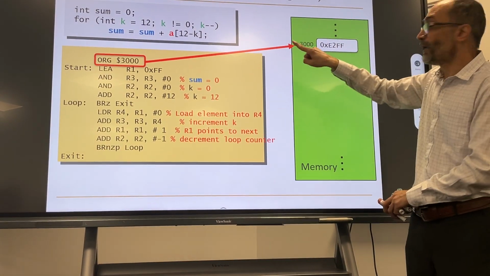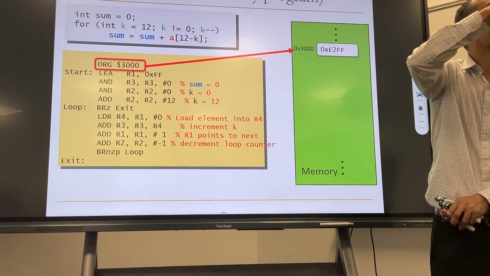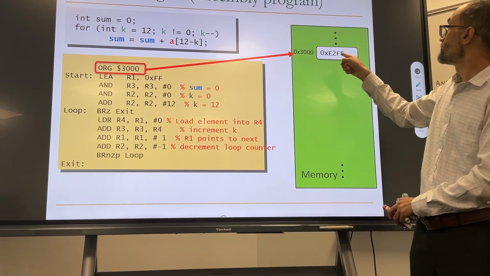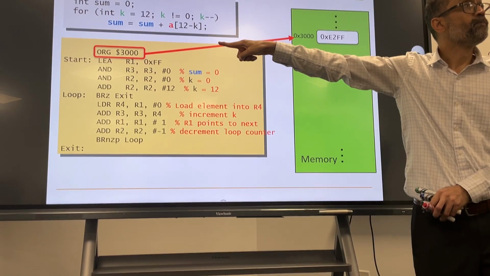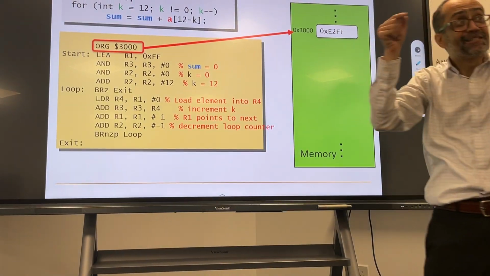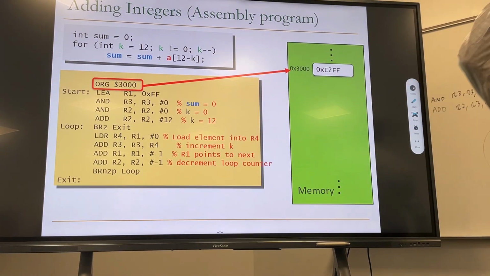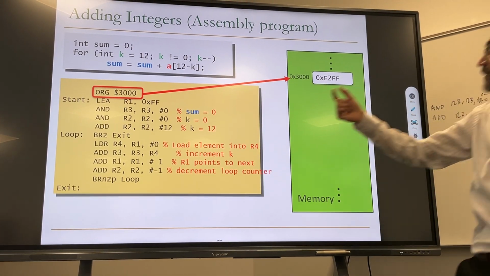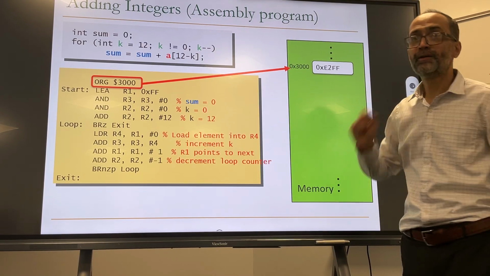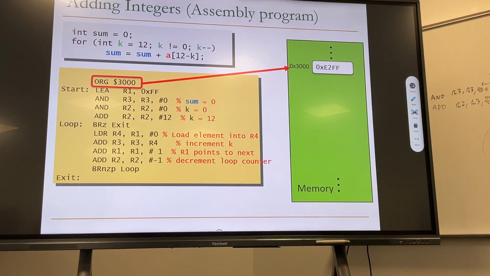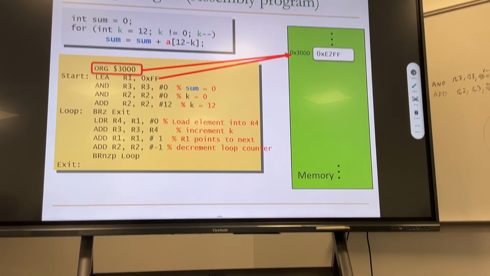And then R1. What is R1? 001. So this is 001. What is the offset? 2FF. So this is the instruction set encoding. How do we get it? From the table. And the offset, what is the offset here? Offset is 0. Clear? This is the first instruction.